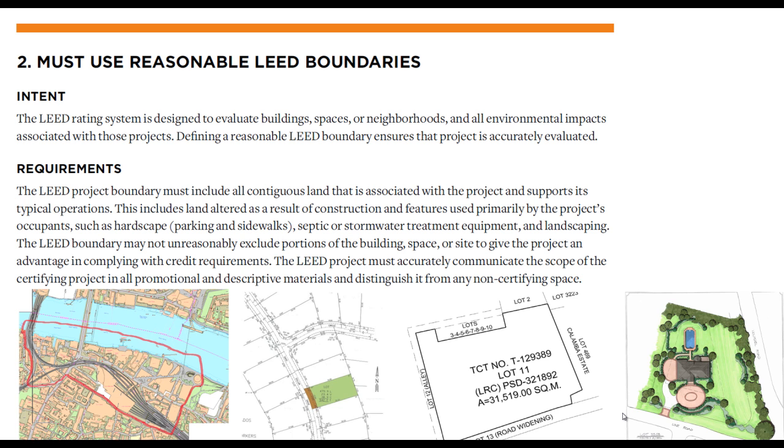Requirements. The LEED project boundary must include all contiguous land that is associated with the project and supports its typical operations. This includes land altered as a result of construction and features used primarily by the project's occupants, such as hardscape, parking and sidewalks, septic or stormwater treatment equipment, and landscaping. The LEED boundary may not unreasonably exclude portions of the building space or site to give the project an advantage in complying with credit requirements. The LEED project must accurately communicate the scope of the certifying project in all promotional and descriptive materials and distinguish it from any non-certifying space.